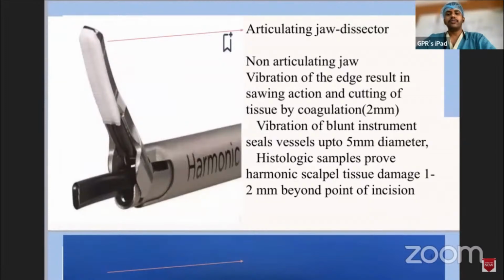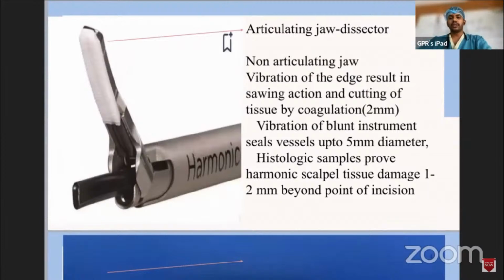And it can always hold 5 millimeters of tissue, and it produces high frequency vibration, which acts as a saw-like effect over the tissue, just like this. So this jaw-like action makes the tissue get sealed completely, and later it produces the sealing. It makes the cutting of the tissue.